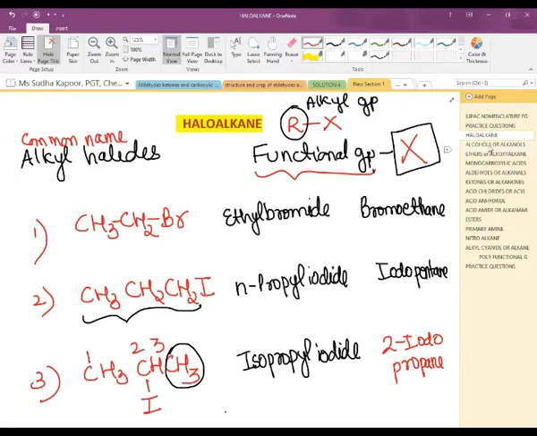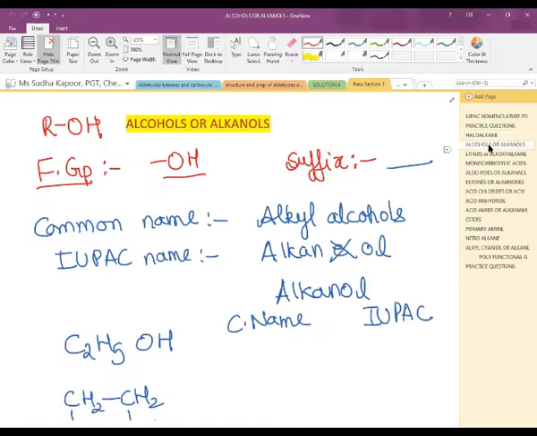Let us come to the other functional group, that is alcohols. When one of the H of the alkane is substituted by OH, in the case of simple alcohols, alcohols are represented by ROH. R is the alkyl group. The functional group is OH and the IUPAC name given to it is alkanols. The suffix used is ol. The common name is alkyl alcohols, but for the IUPAC name, in case of monohydric alcohol, that is only one OH present, the E is removed and ol is added. So the name becomes alkanols.